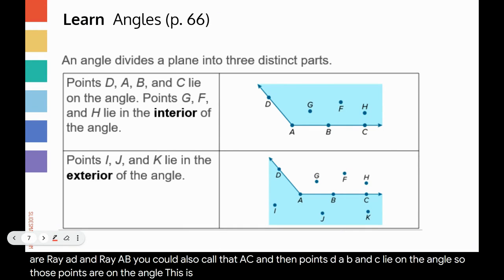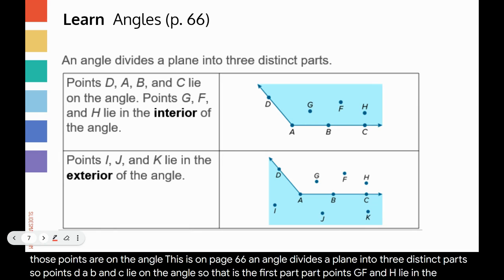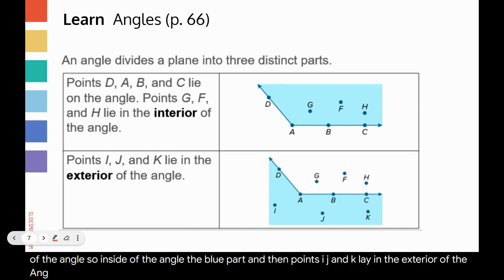Okay, this is on page 66. An angle divides a plane into three distinct parts. So points D, A, B, and C lie on the angle, so that is the first part. Points G, F, and H lie in the interior of the angle, so inside of the angle, the blue part. And then points I, J, and K lie in the exterior of the angle or outside of the angle. Again, that's the blue part.